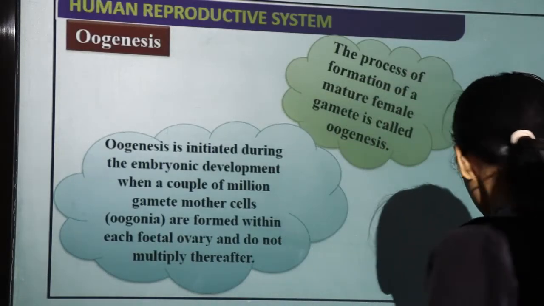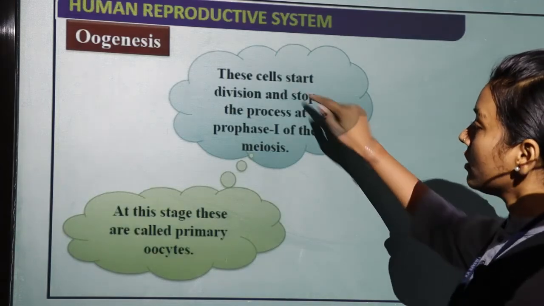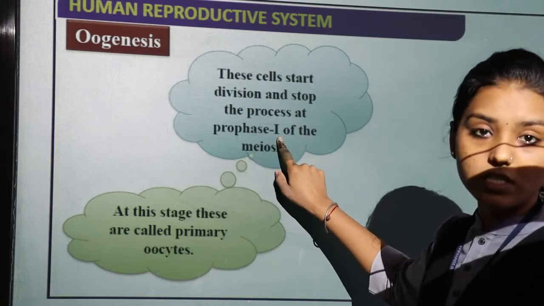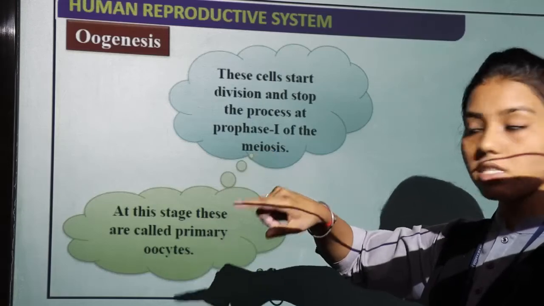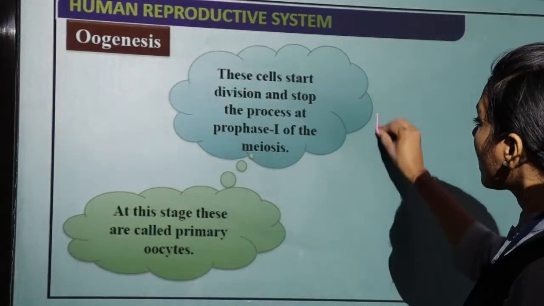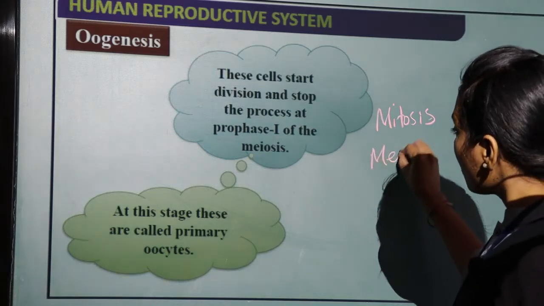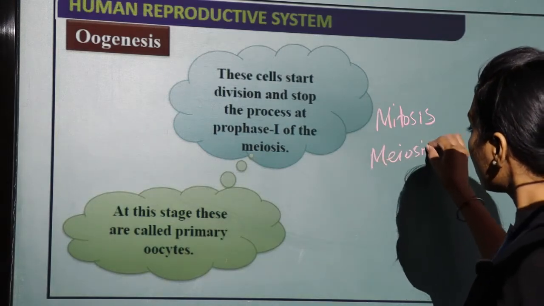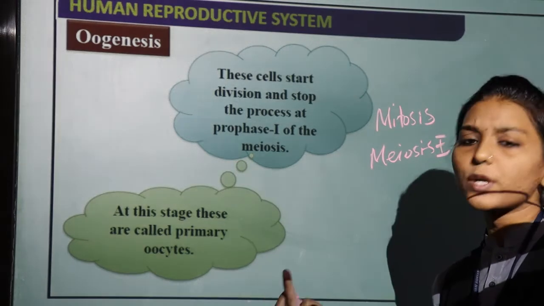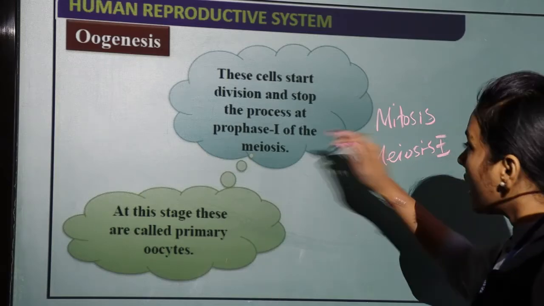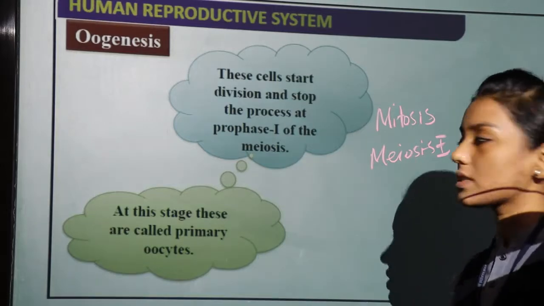Next we will see that prophase 1 of meiosis is occurring here, whereas previously for spermatogenesis we saw mitosis and meiosis 1 phase in the male when we were starting with spermatogenesis. In this case we have only prophase 1 of meiosis.